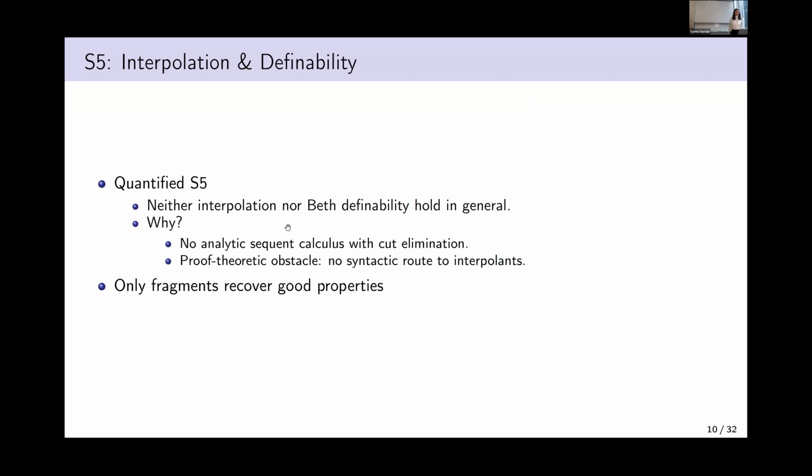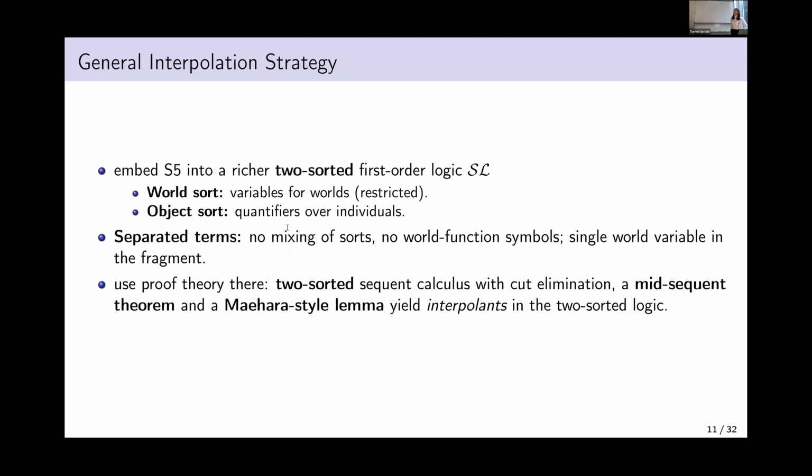So the idea is, although quantified S5 doesn't have interpolation, can we recover some fragments which have interpolation? Well, it doesn't have interpolation because there's no analytic calculus. But what we do is we embed S5 into a richer two-sorted first-order logic, I denote it as SL, where we have two sorts of variables for worlds and for objects.